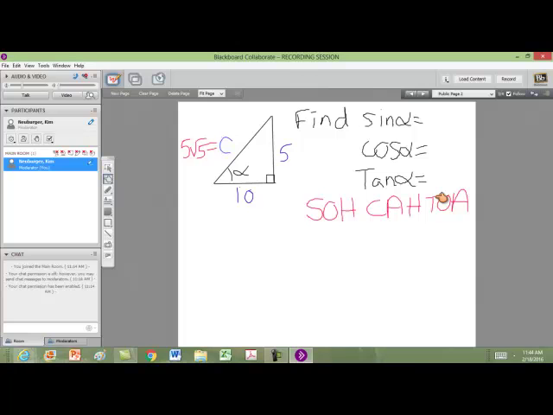And then we have T for tangent, O is for opposite, which will go in the numerator, and A is adjacent, which will go in the denominator. So let's start with our sine here. We need opposite over hypotenuse. Well, the opposite of alpha is 5, and the hypotenuse is 5 root 5. Let's write it down here because we know we're going to have to do some simplifying here. We have sine of alpha equals 5 over 5 square root of 5.